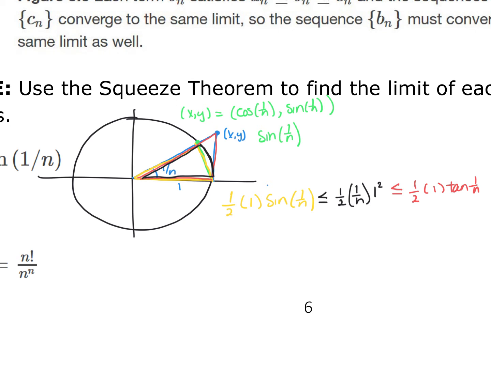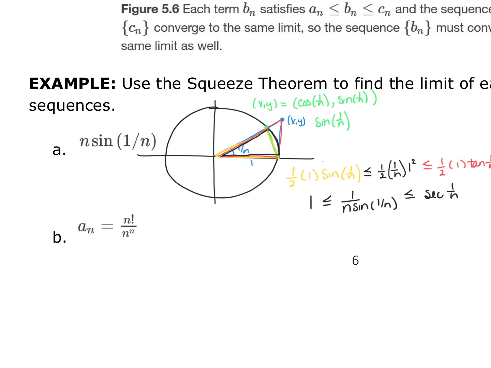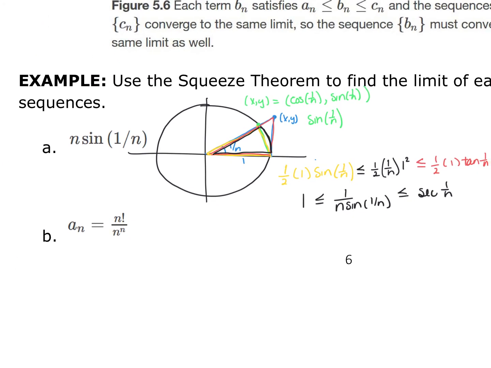Now let's multiply everything by 2 first of all, so we can get rid of the fraction. And then simultaneously we're going to divide everything by the sine of 1 over n. So I get 1 is less than or equal to 1 over n, the sine of 1 over n, which is less than or equal to the tangent divided by the sine, which gives me the secant of 1 over n. So now I have my values, and you think, wait a minute, that doesn't match. That's okay. Don't panic.